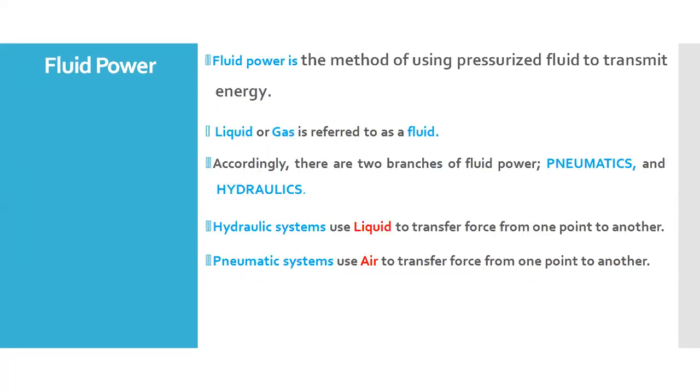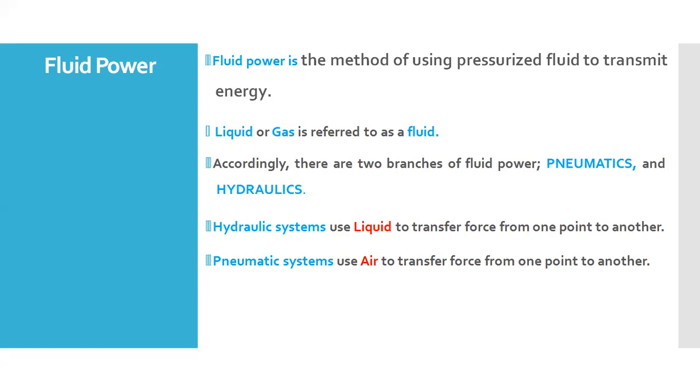So what basically is fluid power? It is a method of using pressurized fluid to transmit energy. The medium may be hydraulic oil, or pneumatic, which is compressed air. It may be liquid or gas, which is referred to here as a fluid. And according to this, the two branches of fluid power are pneumatics and hydraulics.